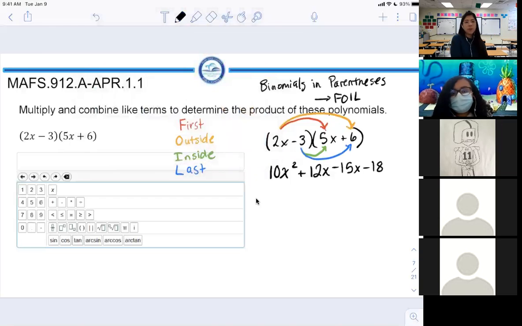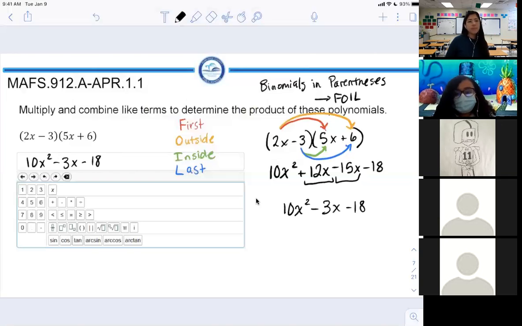Cool. And then after you FOIL, you check to see if there's any like terms. So do I have any like terms? Where are they? 12 and 15. Good. So 12 minus 15, I think Jalen put it already, is -3. So finally I have 10x squared minus 3x minus 18. And again, you would put that in your slot over here.